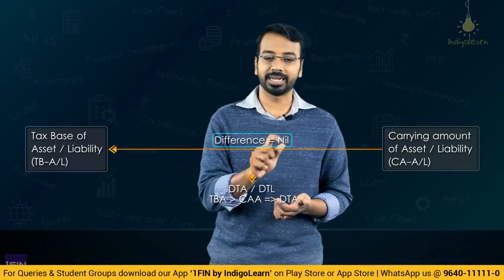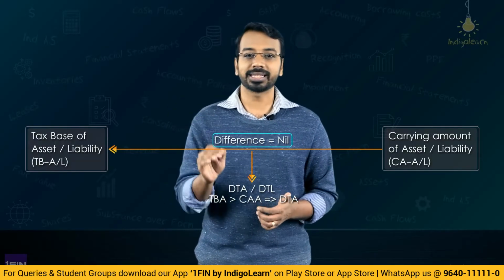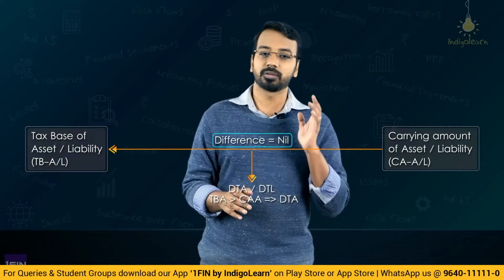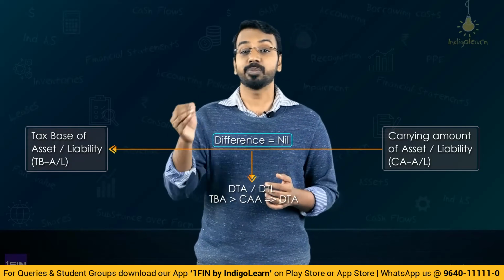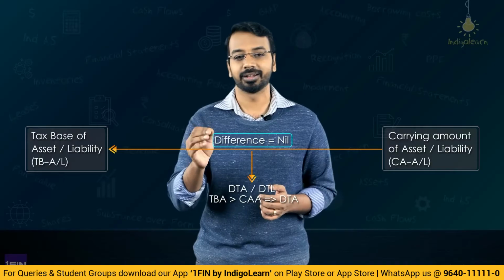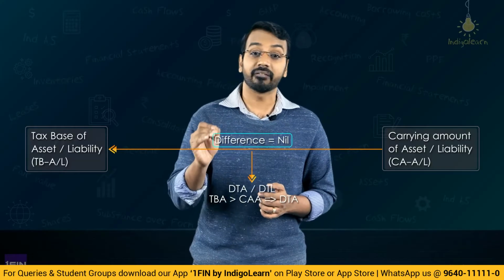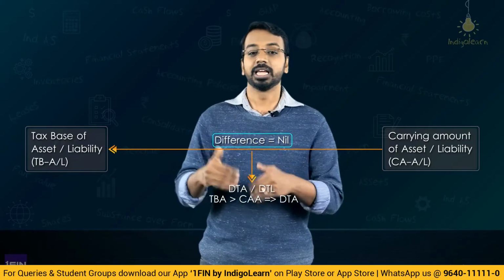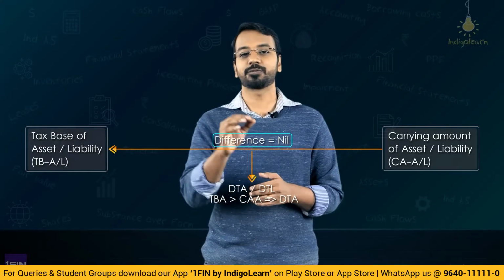Once you remember this first sentence, that is, if the tax base of an asset is greater than the carrying amount of the asset, what you have to remember? Tax base of an asset is greater. So there is asset, so it will result in deferred tax asset. If you remember this, remaining all will be just reversals of this first principle.